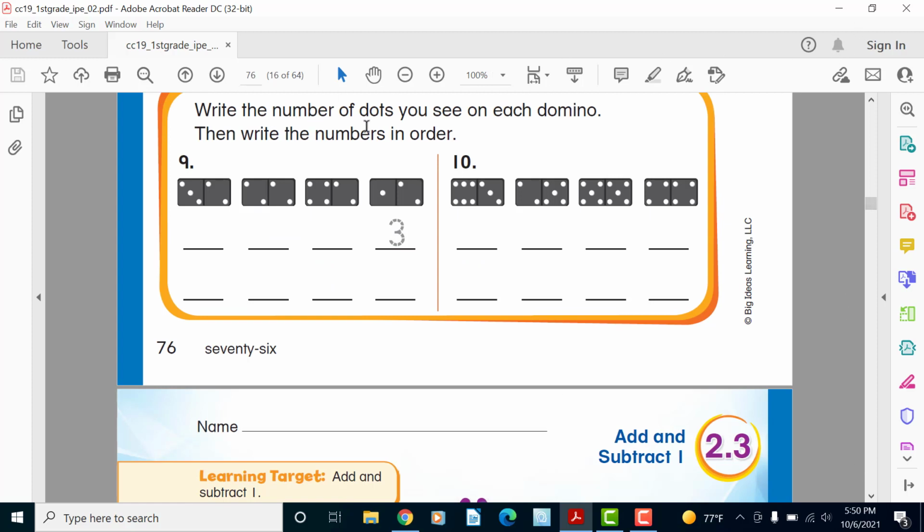Write the number of dots you see on each domino. Write the numbers in order. So this gets confusing to people, and it's actually not confusing. It just isn't very clear what they're asking you to do.